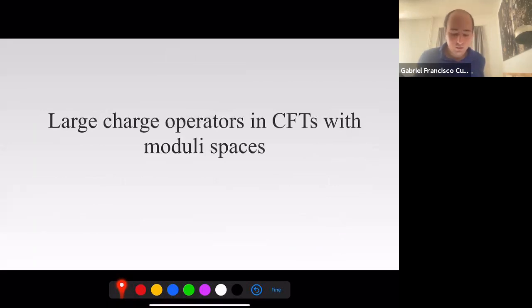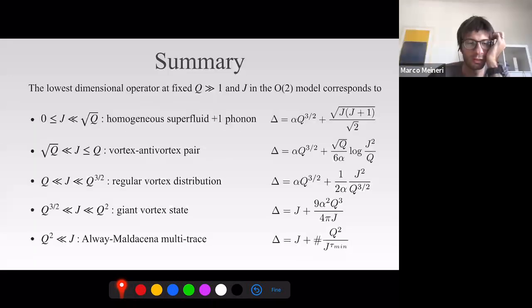Okay, so if there are no questions, I want to tell you we really have two slides on moduli spaces, and then I'll conclude. Can I ask a question? Sure. Do you know if there is any analog of the Alday-Maldacena multi-traces in the experiments?